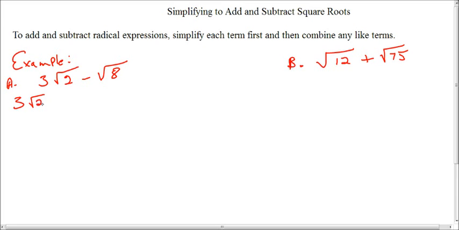3 square root of 2 minus square root of 8 is equal to 3 square root of 2, and that's going to be minus, and inside of here let's go ahead and put 4 times 2, because these two factors still give us that radicand of 8. Now where we're going from here is we will take 3 square root of 2 minus, but now we can take the square root of 4 and give 2 times the square root of 2.